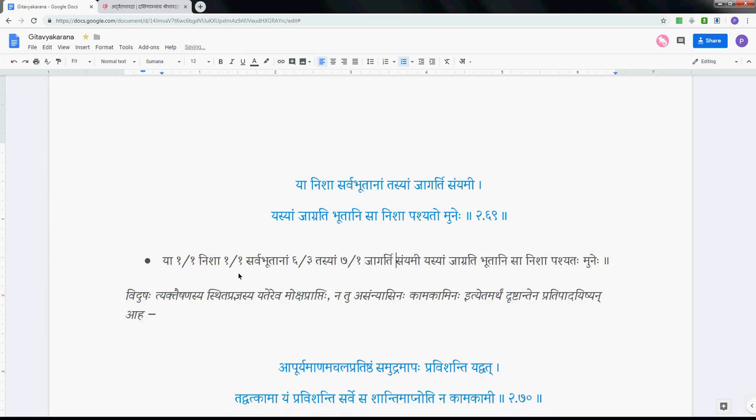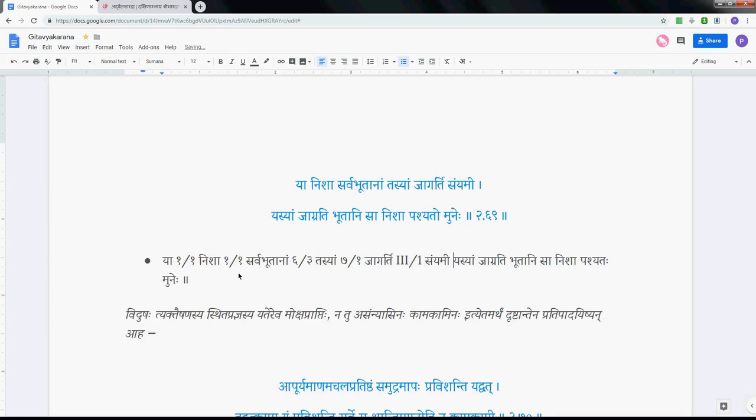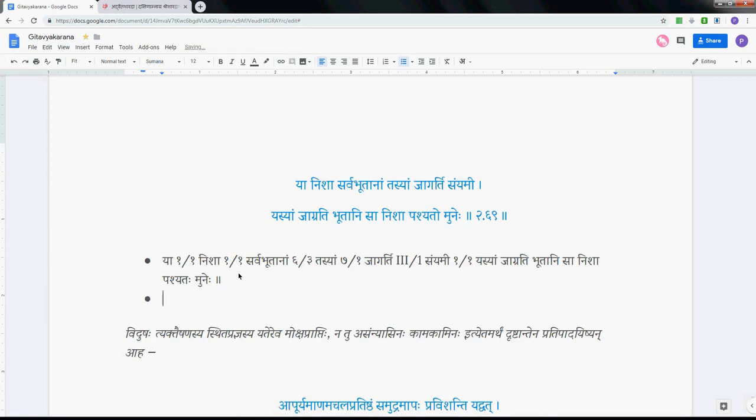Tasyam jagarti sanyami. Sanyami means one who has sanyama over his indriyas. For all beings, sarva bhutanam, ya nisha bhavati, that which is night for all beings, in that night the sanyami jagarti, he stays awake. So he is awake in that night. The sanyami is one whose indriyas are in control.